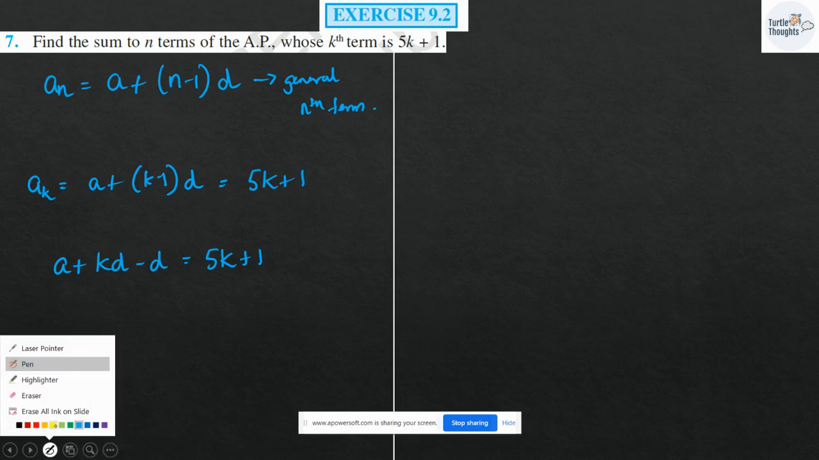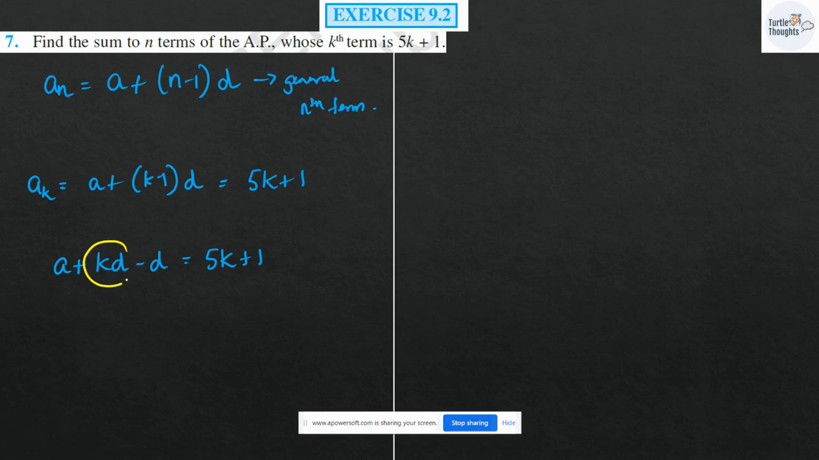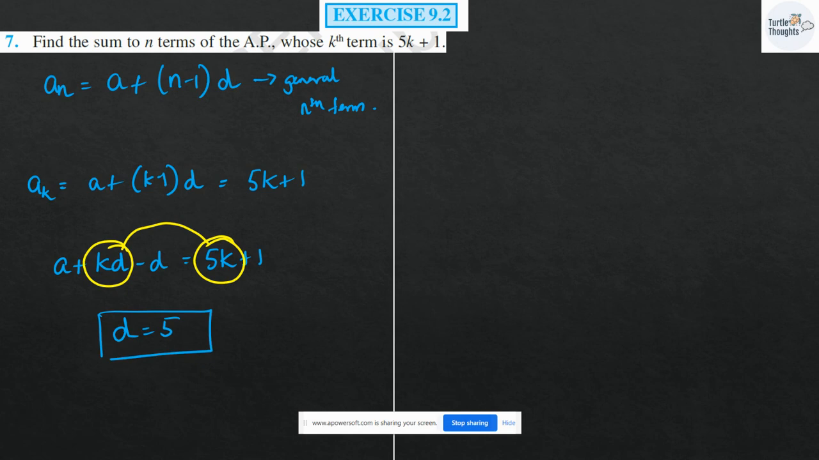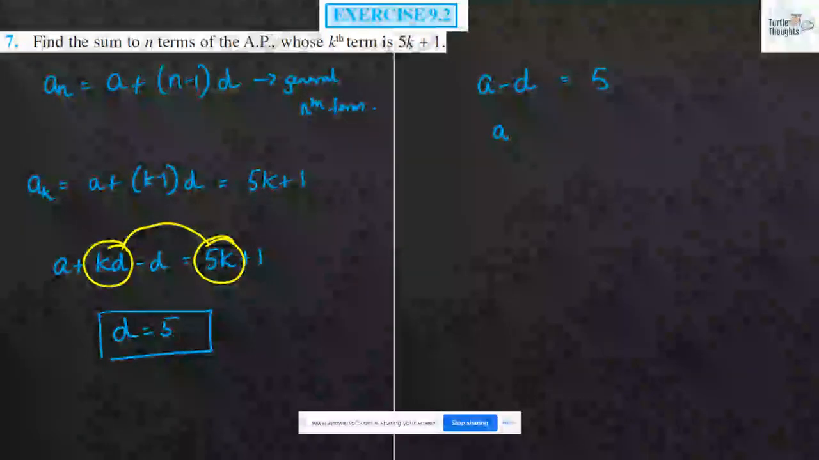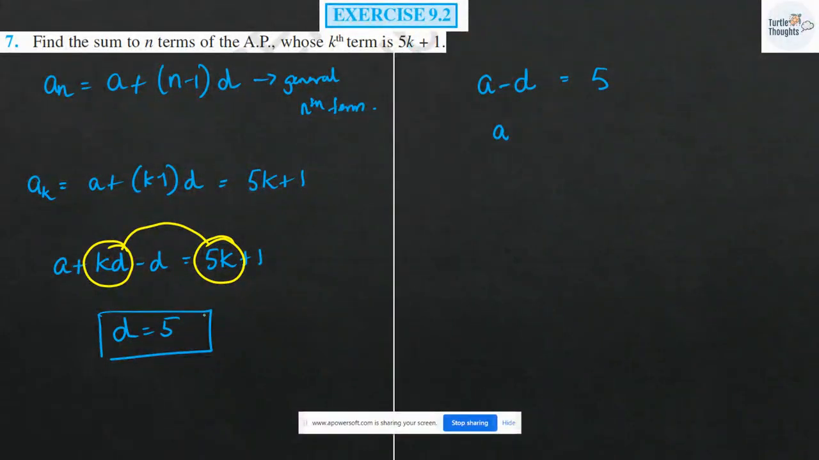If I compare, what will be the value of d? Will I be getting d as 5? I will be getting d as 5. Now, what is a minus d? a is your first term, and a minus d is the term before it. So, this is going to be 5 into k, right? What will be your k now? Can I take this as 1?